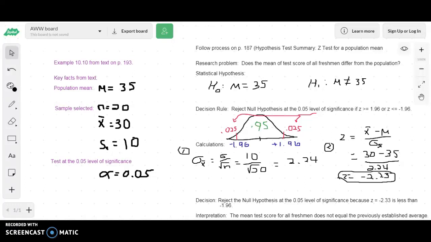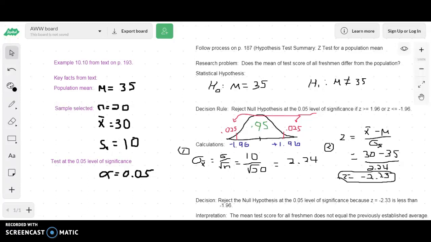Hello, in this video we're going to walk through one of the examples from the textbook, specifically number 10.10 from page 193. I'm hoping that this will help us get a nice grasp of the introduction to hypothesis testing. There are two major parts I want to focus on. Number one is the terminology and extracting the key facts out of the word problems. The other part is the key steps in the calculation and the decision making.